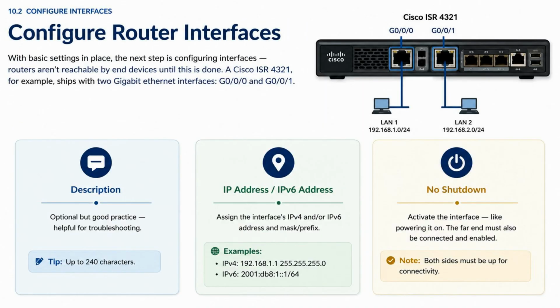Interfaces have to be explicitly configured before end devices can reach the router at all. An unconfigured interface is functionally useless, even if physically connected. 3 key commands shown on screen. Description, optional but good practice, up to 240 characters, helps troubleshooting later. IP address and IPv6 address assign the address and mask or prefix. And no shutdown activates the interface. Both ends need to be up.